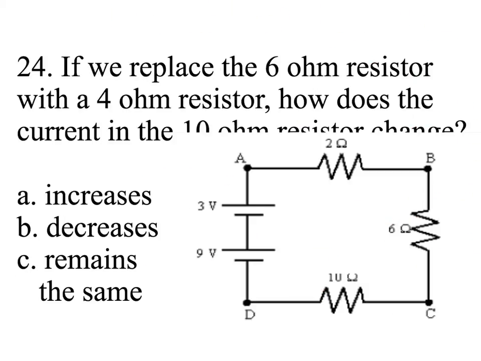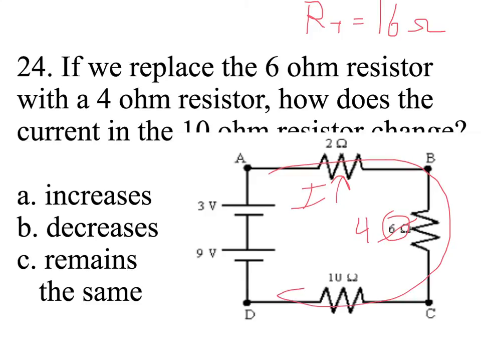If we were to replace this 6 ohm resistor with a 4 ohm resistor, what happens? Well, in this case, the total resistance goes from our previously calculated 18 down to 16 ohms. So what that means is the current is going to increase. If the current goes up, it goes up everywhere because there's only one path for current, and so the current is the same everywhere in the circuit. So the current is going to increase through all of the resistors.